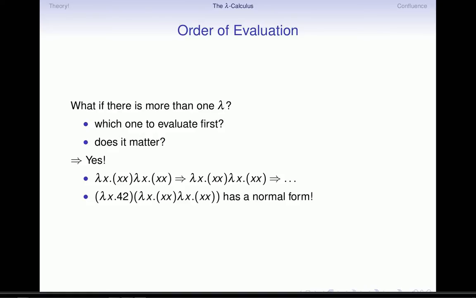Look at the following term: lambda x goes to 42 applied to lambda x. x x, lambda x. x x. Depending on which lambda of the three you evaluate first, you can either reach a normal form or you can have an infinite reduction. How does it work? Try to figure it out. Try to reduce this term on paper and see if you can come up with a normal form.